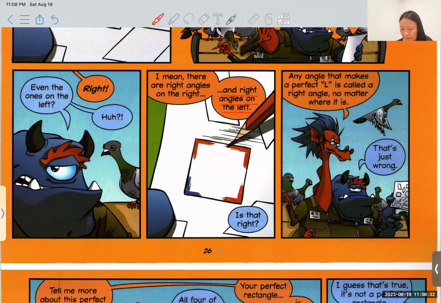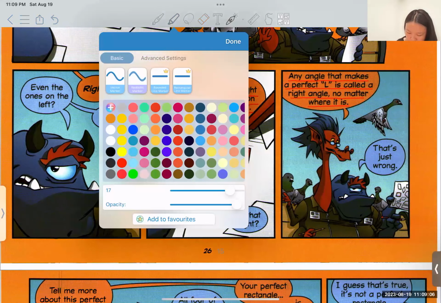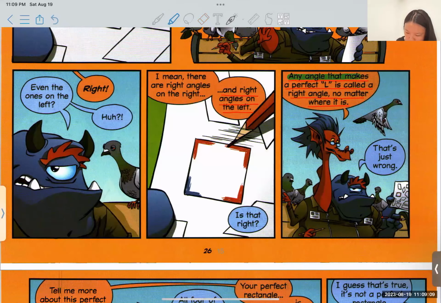That is correct. We know that. Any angle that makes a perfect L is called a right angle, no matter where it is. So if anyone wants to take notes, this right here is a perfect place to take notes. You can jot this down if you want to. Let me highlight it. You can jot this down now, or you can jot this down later.